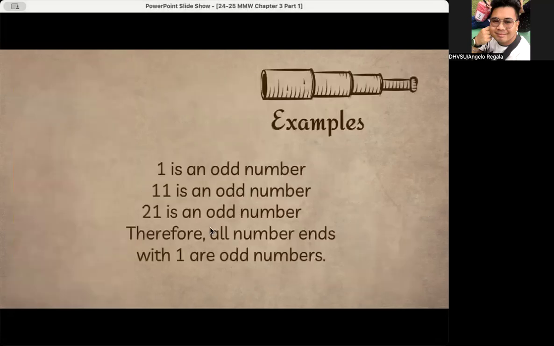Example, 1 is an odd number. 11 is another odd number as well as 21. So, if you will have an inductive, kung mapapansin mo, yung tatlong example are specific, and then generalize mo na since lahat ng numbers na yan nag-e-end sa 1, you generalize that all numbers that end with 1 are odd numbers. Okay, so inductive. So, specific to general.